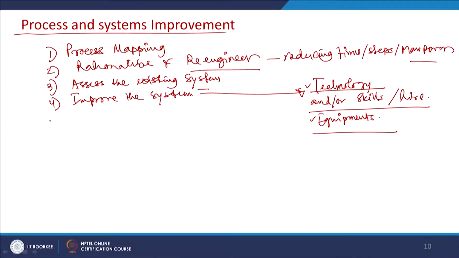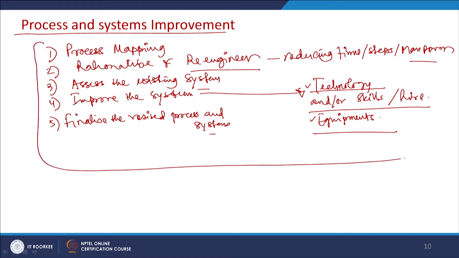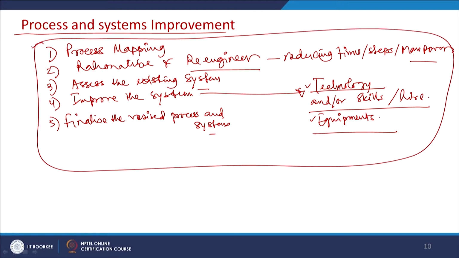So, after that you finalize the revised process and system both. So, if you follow this process, then it is possible in this whole mechanism, whatever you do. Now, definitely the process and system improvement is an action, this is an action under organization development.